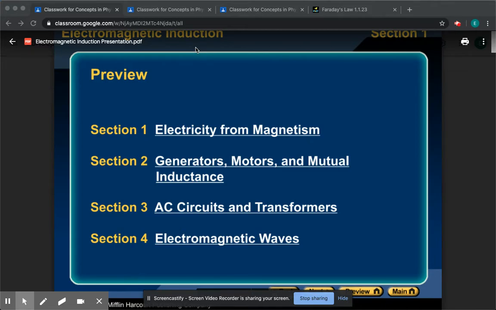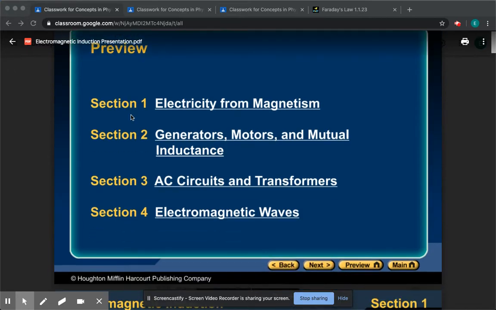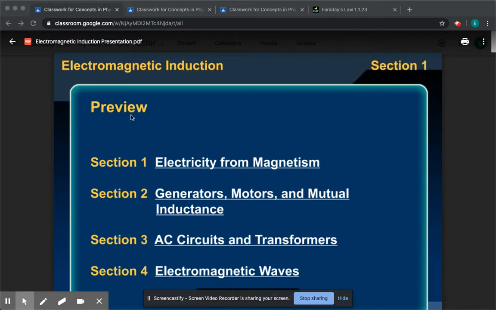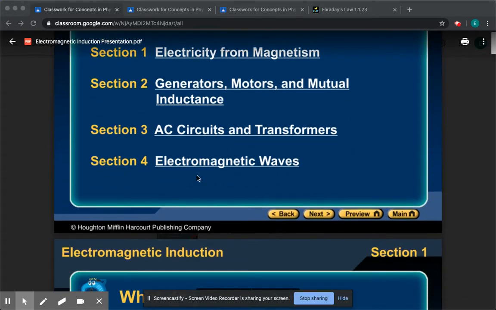Today we are starting a new unit. It is called Electromagnetic Induction, and what it focuses on is the exact opposite of what we did in the last unit. In the last unit, which was magnetism, we focused on getting magnetic fields from electricity. Now, as promised, we're going to start discussing getting electricity from magnetism. Okay, so now the focus is switched a little bit.